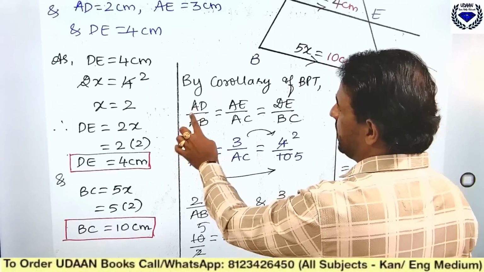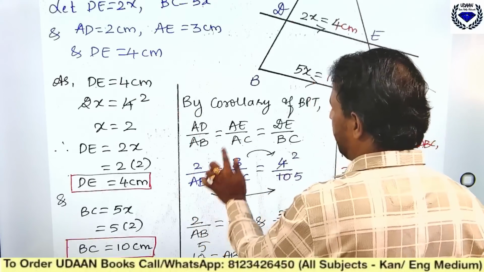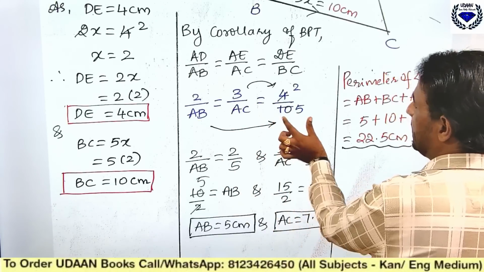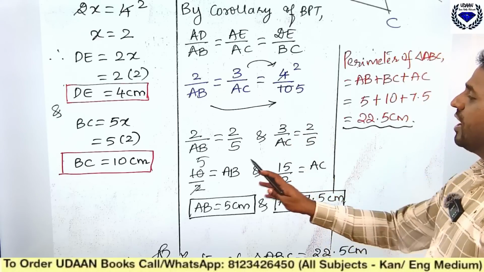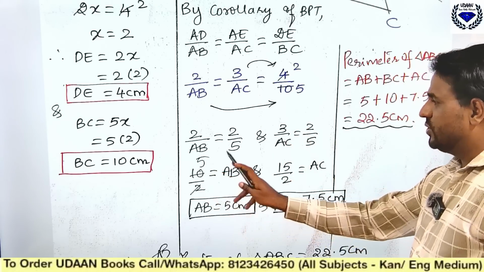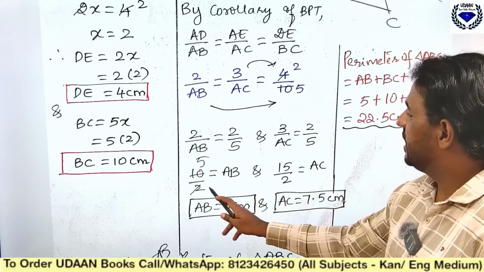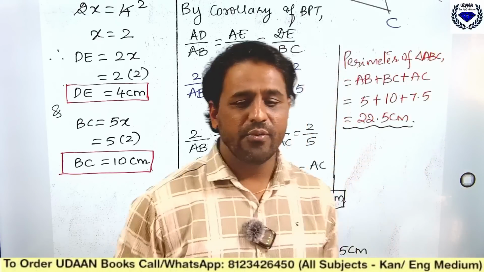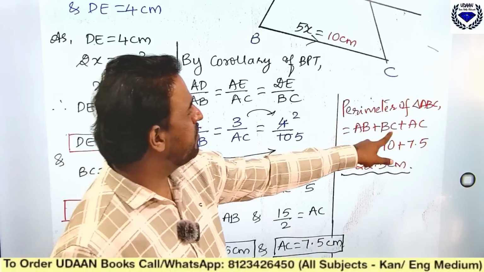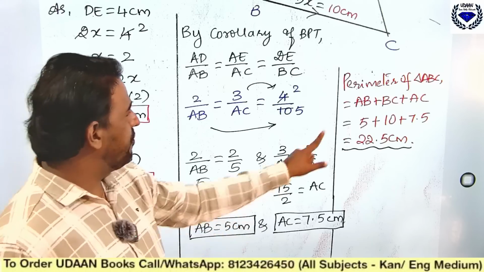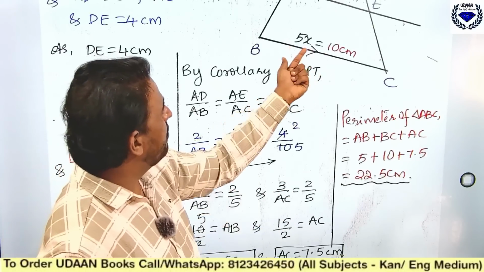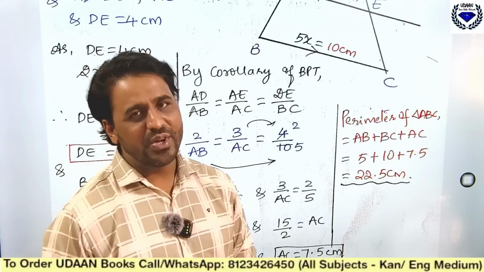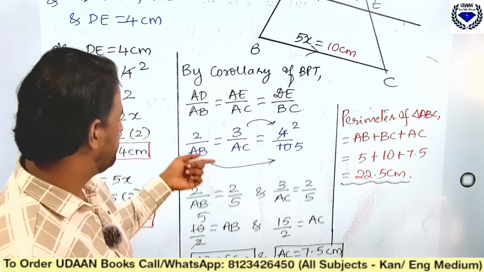So AD is how much? 2, because already it is given 2 by AB, 3 by AC. First should equate to second, and 3 AC by 2 by 5 should be equal to this. So you will get 5 by 2, just send this here and this here. So you will get AB is 5, then 15 by 2 you will get what? 7.5. Now perimeter of triangle is what? AB plus BC plus AC. AB we got 5, BC we already found it is 10, AC is 7.5, the total answer is 22.5 centimeter. I hope you are following.